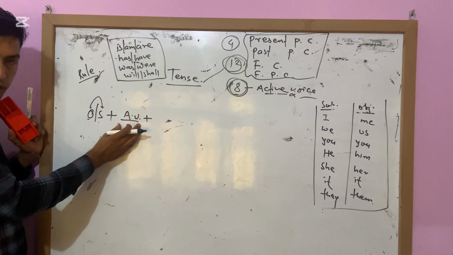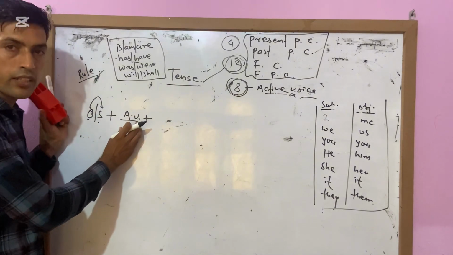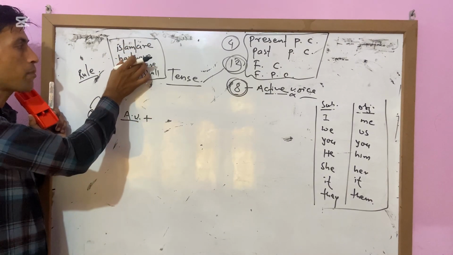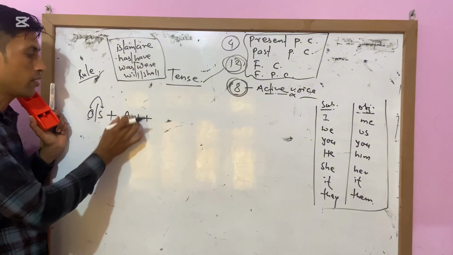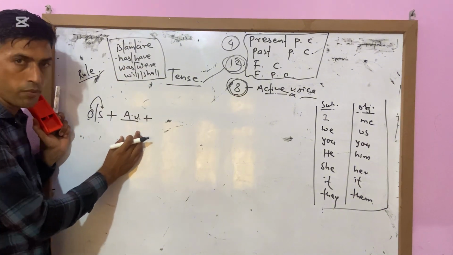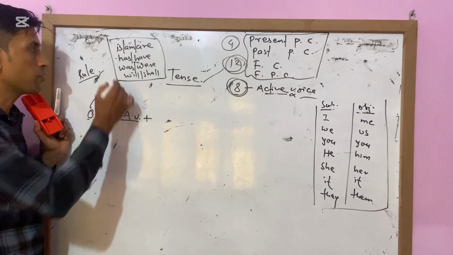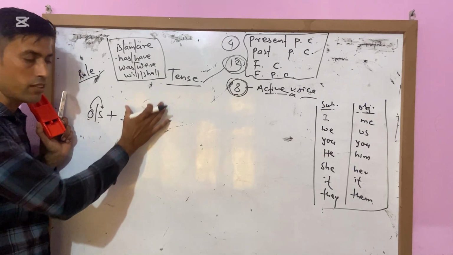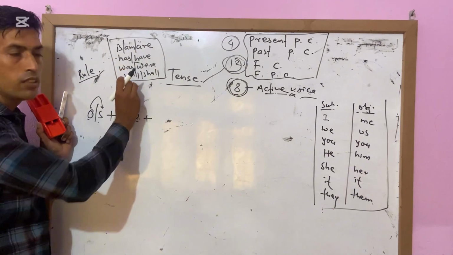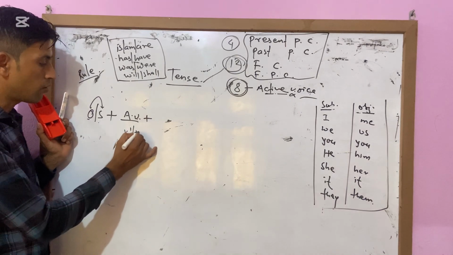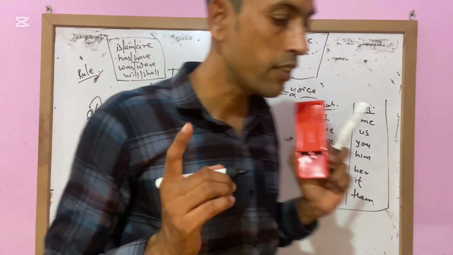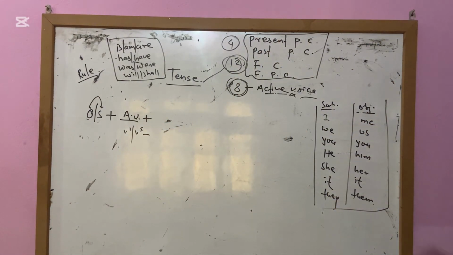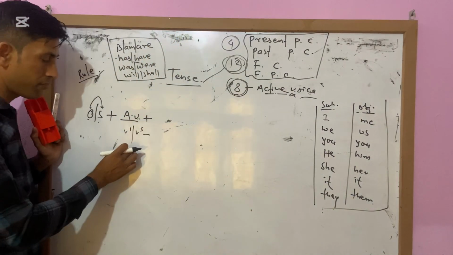Here we use the auxiliary verb. If is, am, are is given, then we use the auxiliary verb. Have, has given, was, were given, will, shall given, we use the auxiliary verb here. If there is no auxiliary verb given in an active question, it means there must be verb 1 or verb 5 given, right?